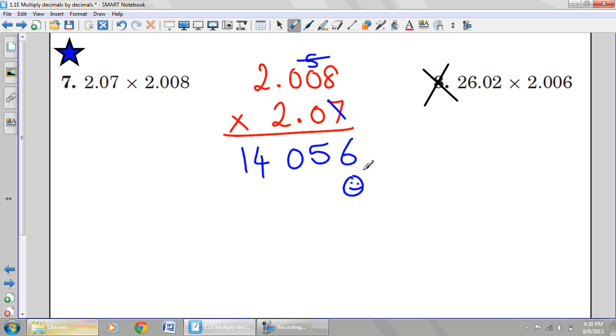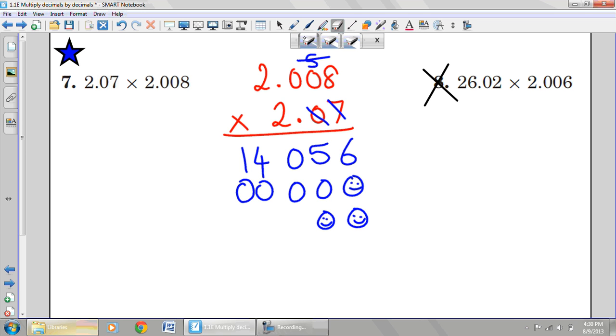Because I'm done with 1. Now multiplying everything by 0. 0 times 8 is 0. 0 times 0 is 0. 0 times 0 is 0. 0 times 2 is also a 0. So since I'm also done with the second digit, I am going to be putting 2 happy zeros because I'm done with 2 of those. Now multiplying everything by 2, which is the last one.